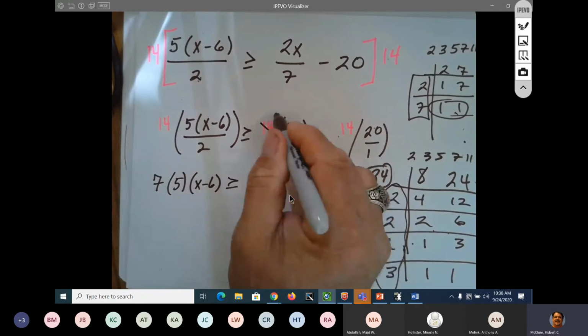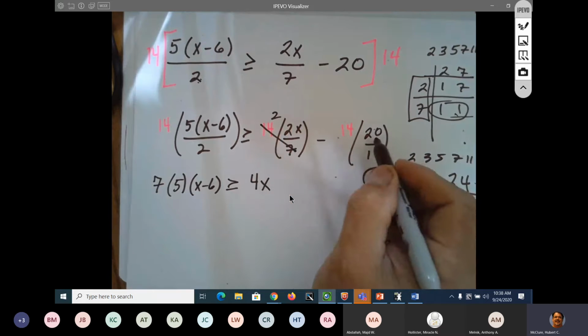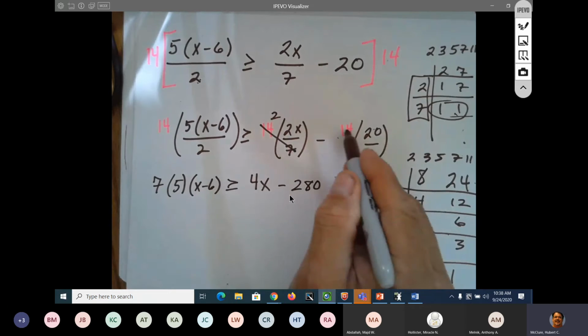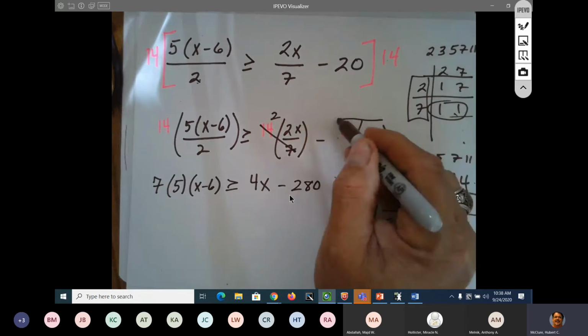The 14 and the 7 cancel, that's 4x. And 14 times 20 is 280. All you have to do is 14 times 2 and add a 0. I have had people type this in their calculator.